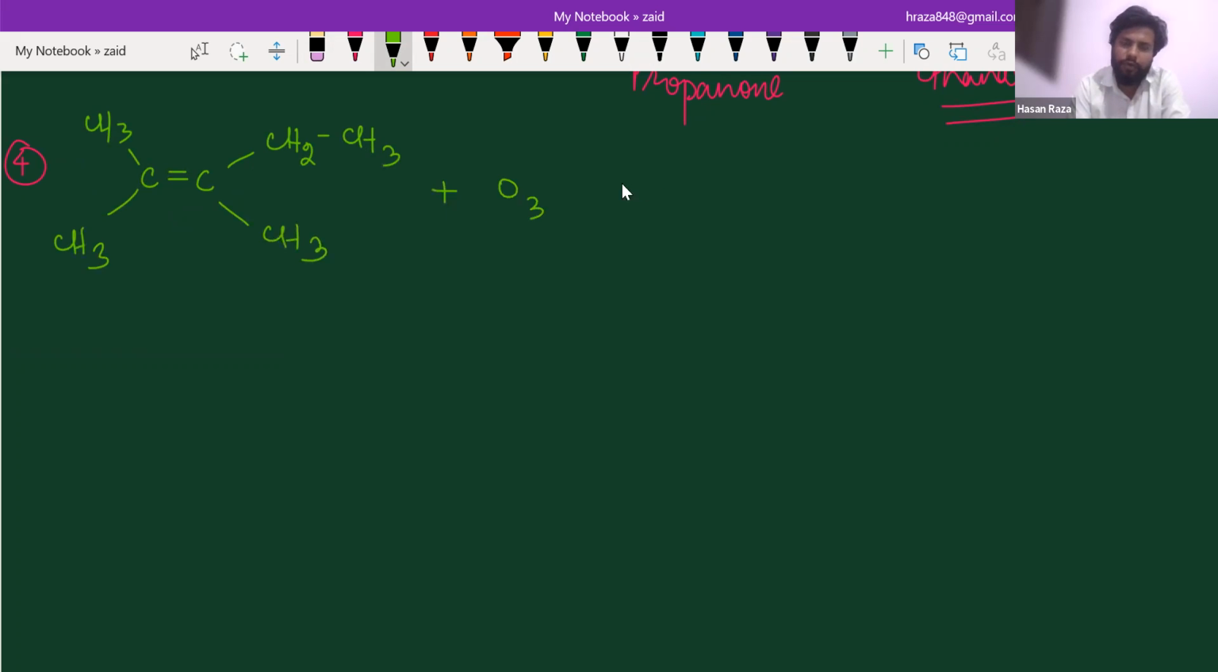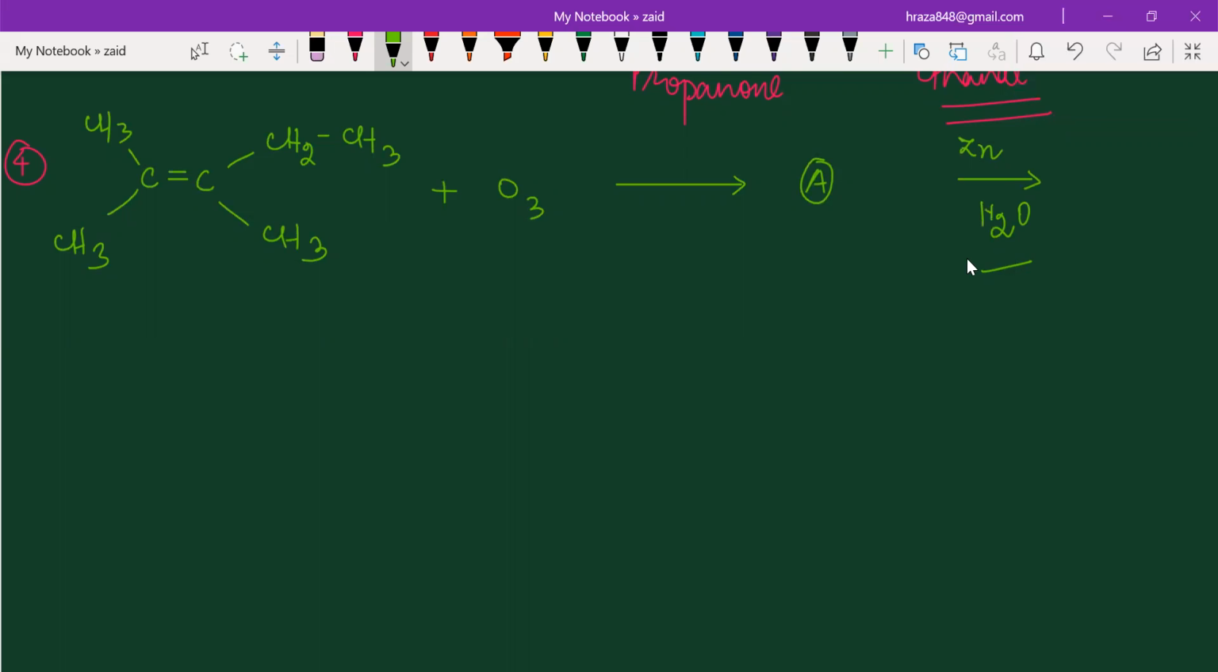You're going to do the ozonolysis in the first place, and you will get an intermediate type of structure, then Zn followed by H2O. Please do this.